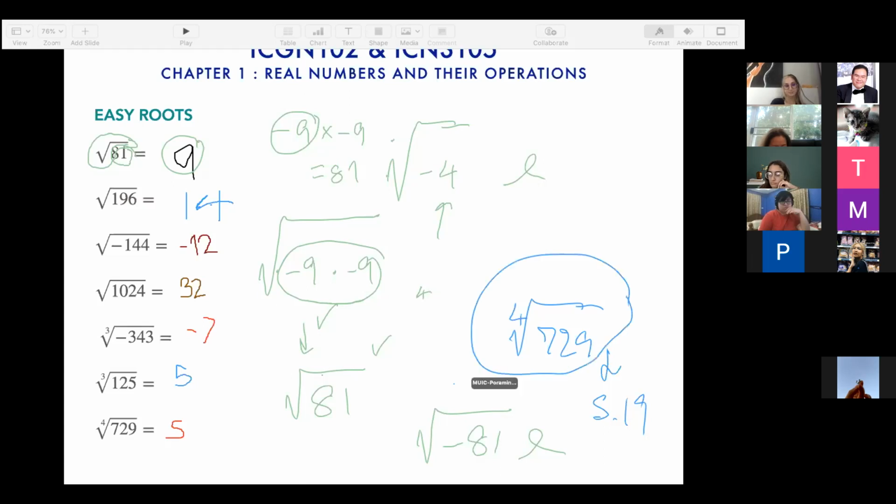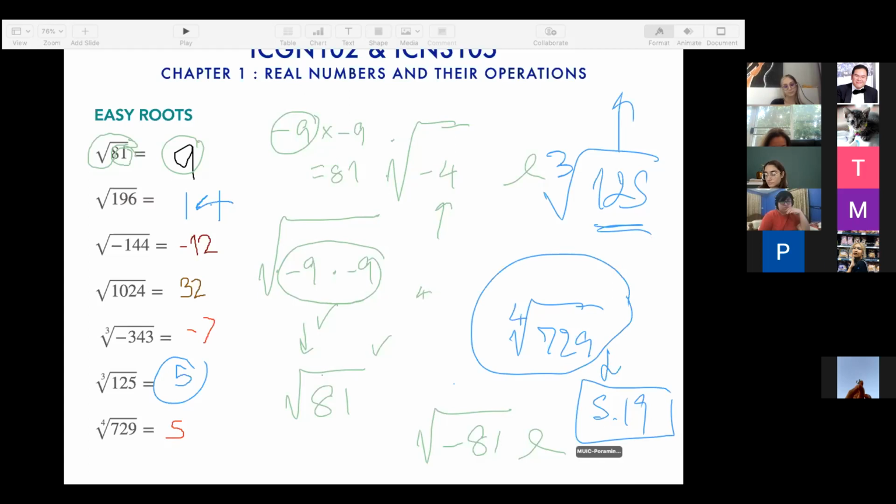Leave it as is, like this. But if it is, let's say, 125 to the cube root like this, you have to find the answer, because this is easy to find and the answer is an integer. But if the answer is decimal numbers like this, you don't need to do it. Okay, you know what I mean? Yeah.